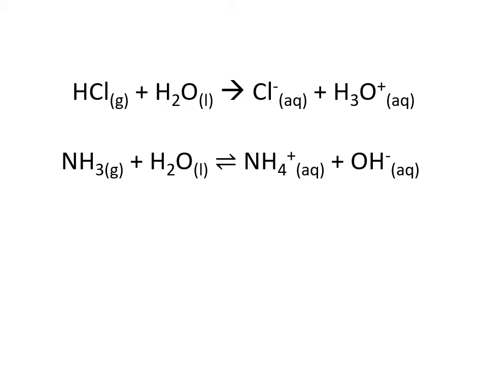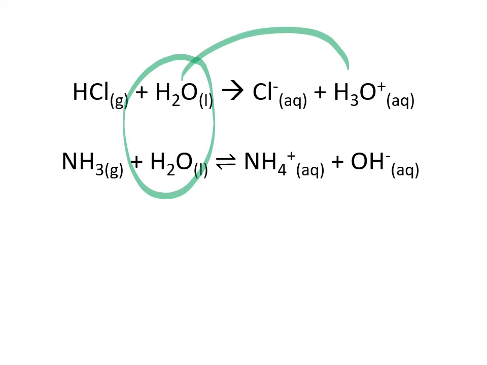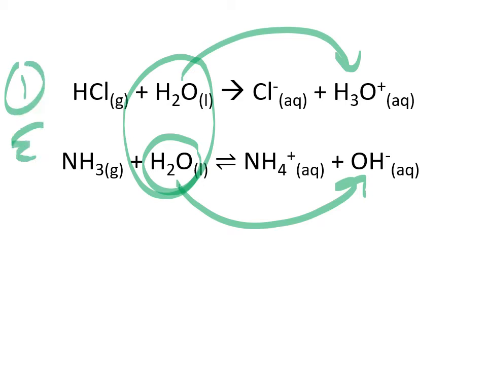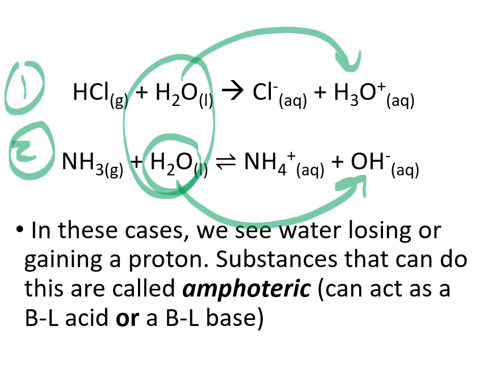So here we have the two reactions together, and what I want to draw your attention to is the waters. In both cases, we have water acting in a different way. In the first case, water becomes hydronium, it picks up a hydrogen. In the second case, water donates a hydrogen and becomes hydroxide. So again, water is not inherently an acid or a base, but depending on the situation, it can do either. They get the special term amphoteric: substances that can either donate a hydrogen or accept a hydrogen in two different circumstances are referred to as amphoteric.